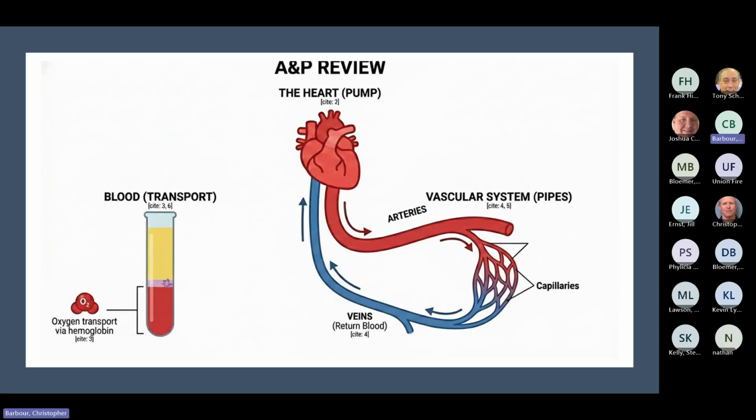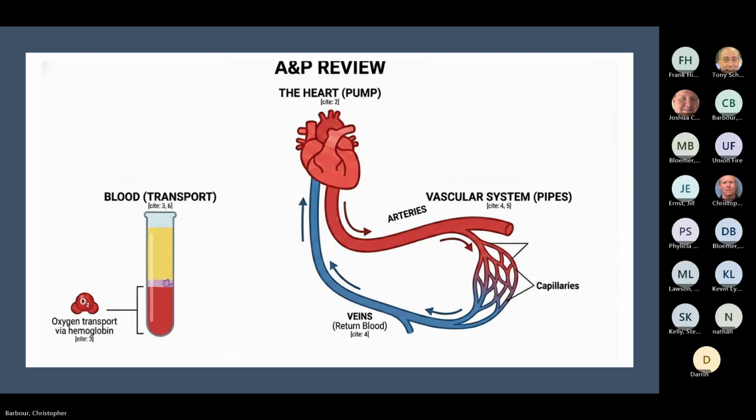No good lecture is without an A&P review. So when we talk about shock, the main system we're talking about is the circulatory system. We need the heart to pump the blood, the veins and the arteries to carry said blood, and we need the blood. Without those things, we will go into shock.